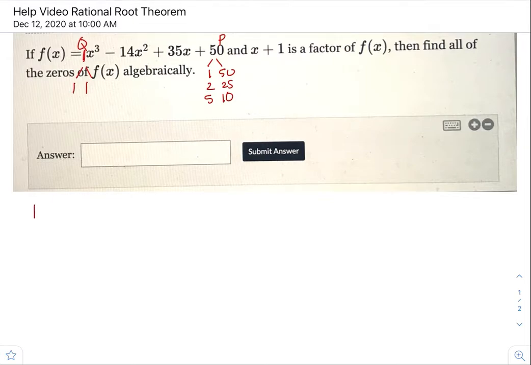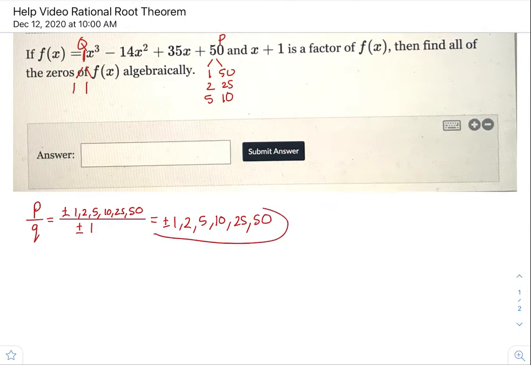Now you make your p over q list, right? So plus or minus 1, 2, 5, 10, 25, and 50, all over your factors of q, which was just 1. So 1 divided by 1 is plus or minus 1, 2 divided by 1 is 2, 5 divided by 1 is 5, 10 is 10, 25 is 25, and 50 is 50. Remember, this is all of the possible rational zeros. To find your zeros, you can only pick and select from this list.